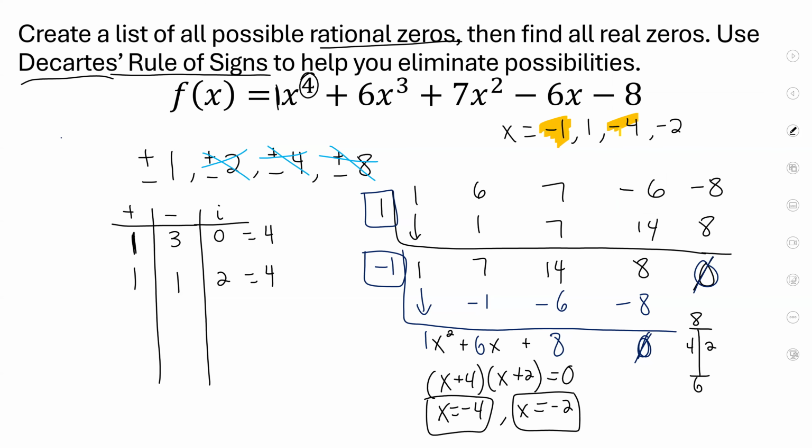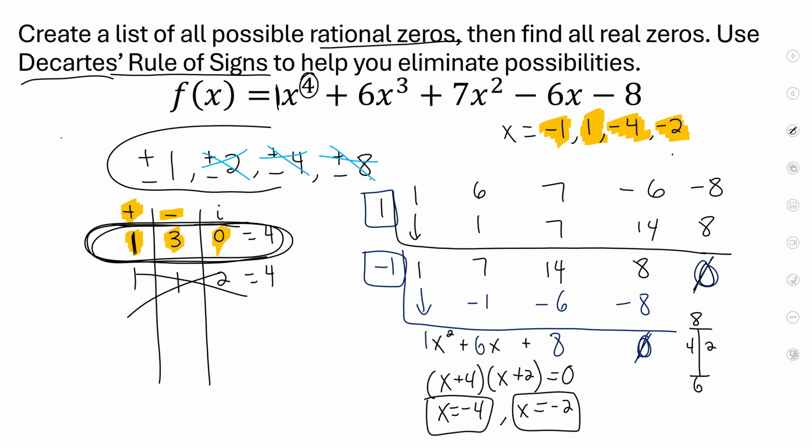So guys, look. -1, -4, and -2. Those are my 3 negative zeros. 1 is my 1 positive 0. And that means I'm left with no imaginary zeros. So you need to circle which possibility it was. It was that top possibility. It wasn't this one. We didn't get any imaginary ones. And also notice -4 and -2 are also in my list of possibilities here.